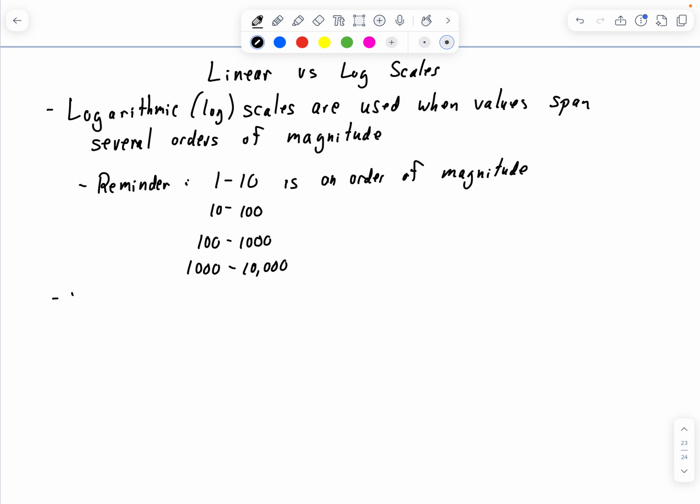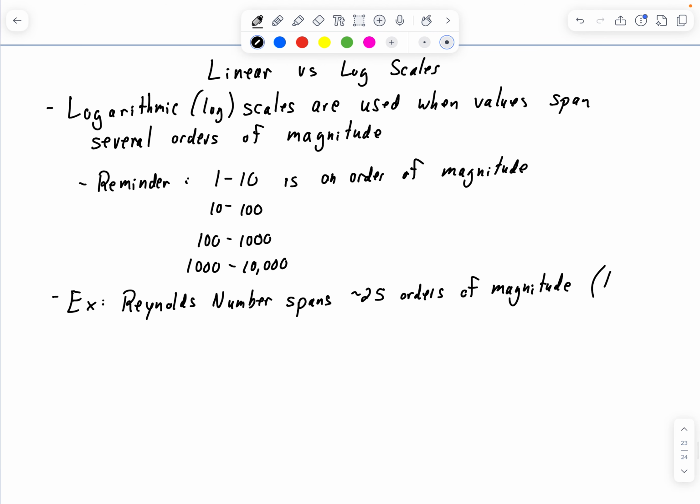Now, one example from fluid mechanics where this is needed or useful is the Reynolds number. So the Reynolds number spans about 25 orders of magnitude across the entire variety of flows that could be studied. And just as a reminder, Reynolds number here is rho v d over mu, where v is some characteristic velocity, d is a characteristic size, rho is the density, and mu is the viscosity.